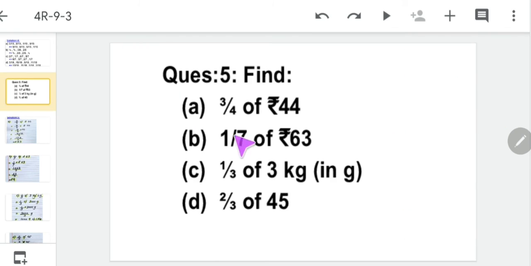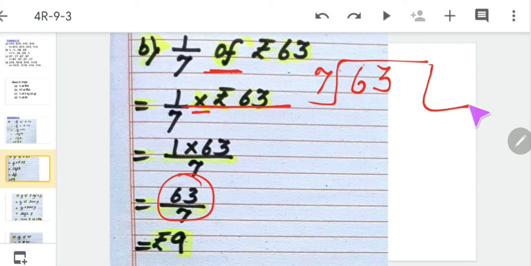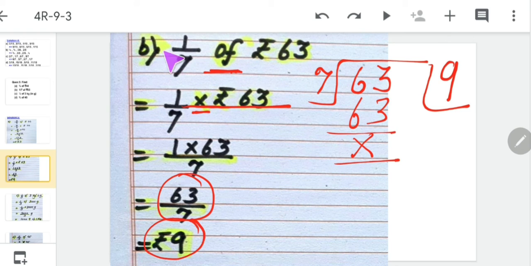Now the next part is 1 by 7 of rupees 63. Now let's see how we have to solve it. 1 by 7 of rupees 63 means in place of "of" we have to write multiplication. Then 1 will multiply with 63, so it will become 63 divided by 7. Now we have to divide 63 by 7, so we all know that 7 multiplying with 9 gives 63. So that means our answer is 9. So 1 upon 7 of rupees 63 is rupees 9.